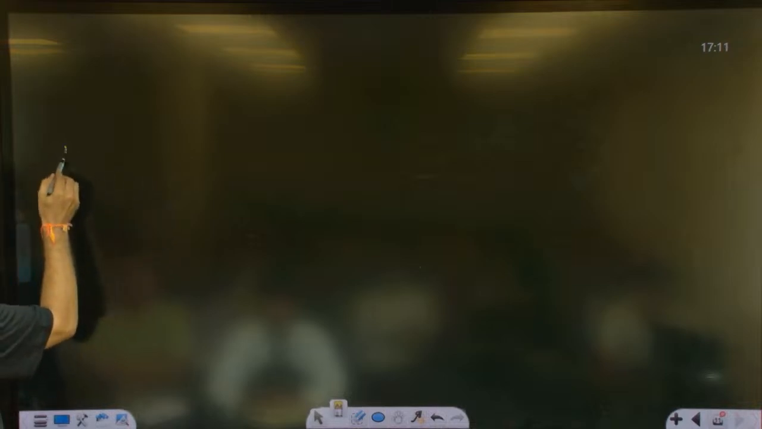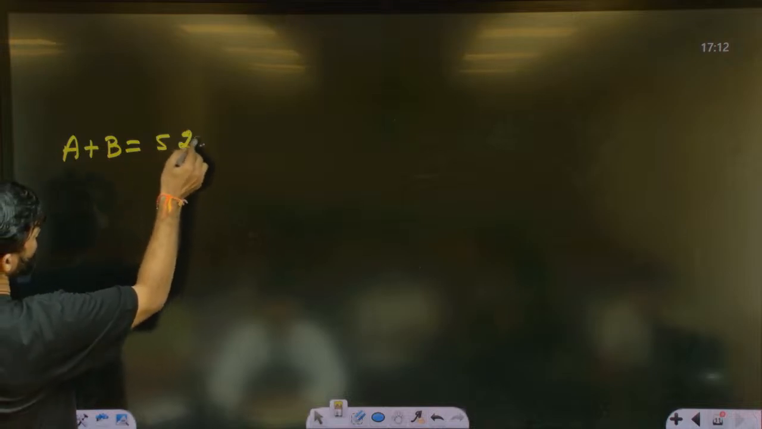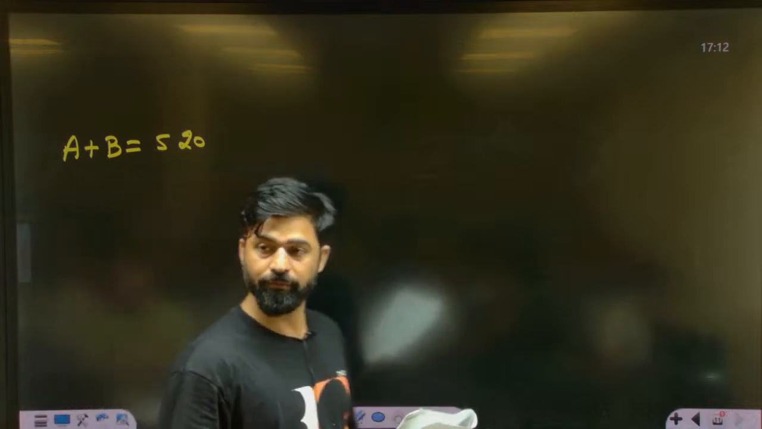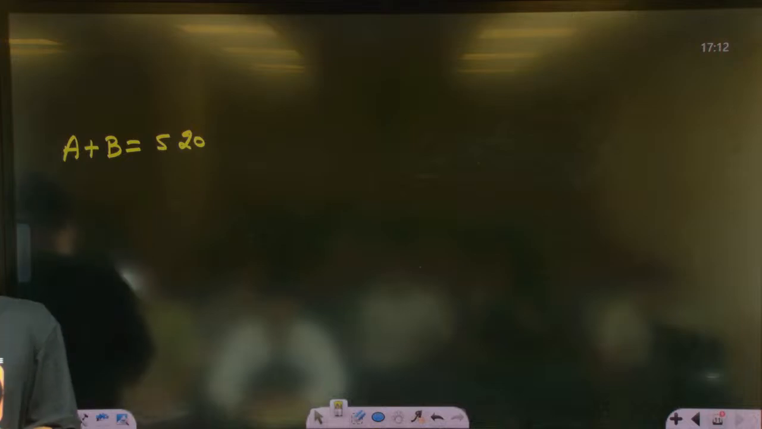Okay. Whatever information is provided, we will write that particular information. He is simply saying that the sum of two numbers is 520. I can say that two numbers, let's take A and B. So A plus B equals 520. This is the first information and I have written it. Any problem in this?